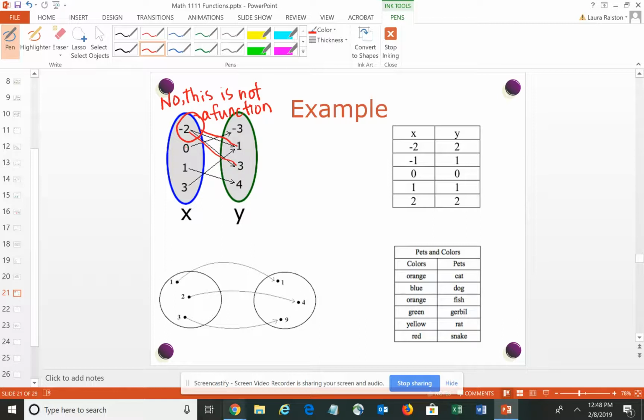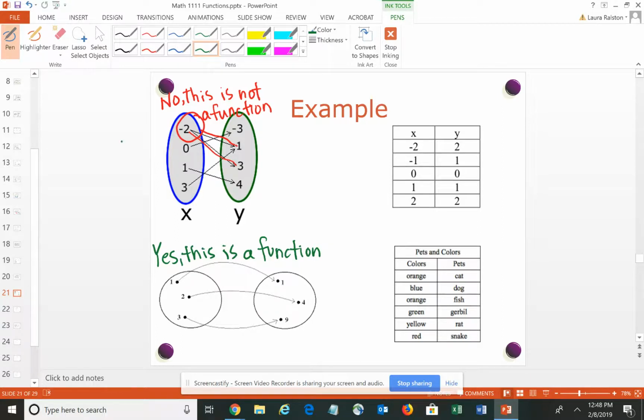All right, then looking at the second diagram in the lower left corner, in the right-hand circle or oval, you have 1, 2, 3. 1 is paired with 1, 2 is paired with 4, and 3 is paired with 9. So then I ask myself, is each x on the left paired with one y on the right? And the answer is yes. So I know that this relation is a function.